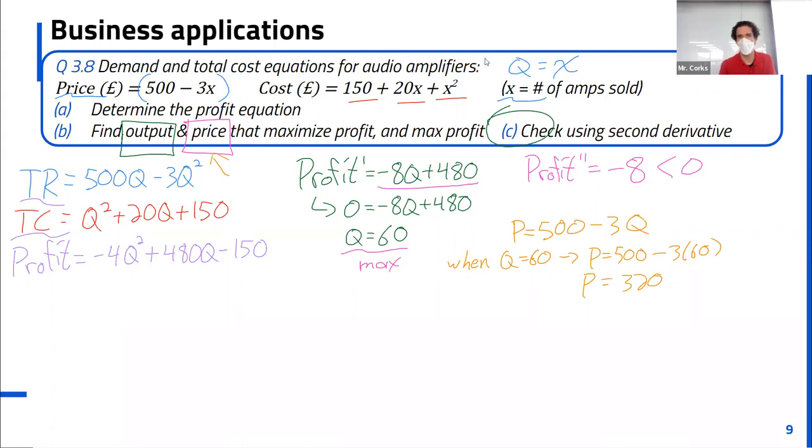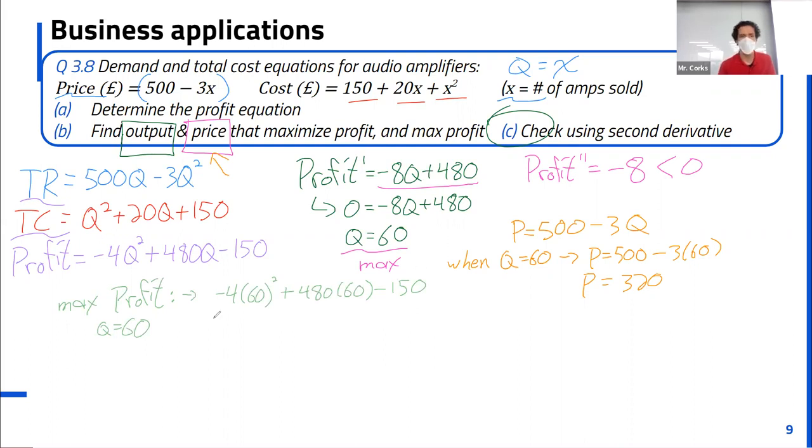And it would be nice to know the actual maximum profit, which we had, I need a new color, light green. Yeah, we can see that. All right, our actual max profits will happen when Q is equal to 60. So that would be negative 4Q, sorry, not Q, 60 here. 60 squared plus 480 times 60 minus 150.